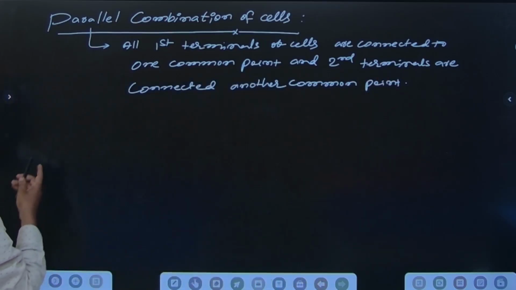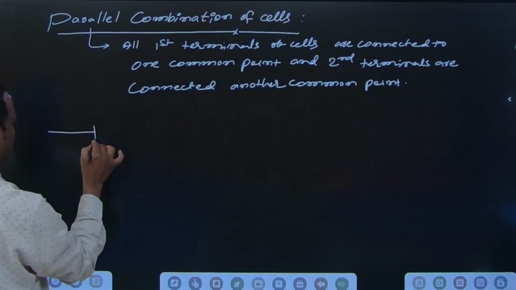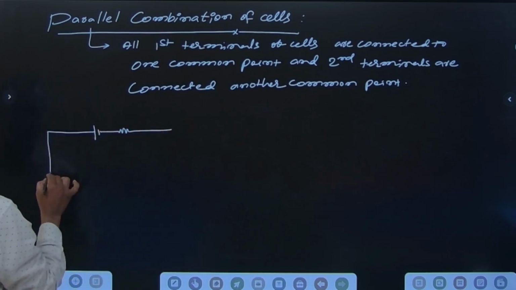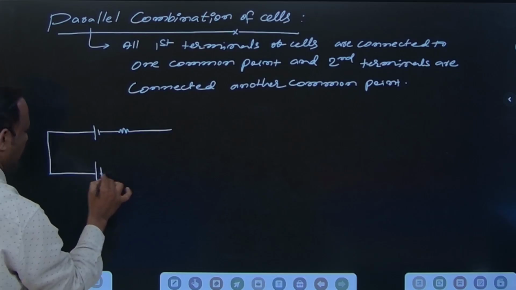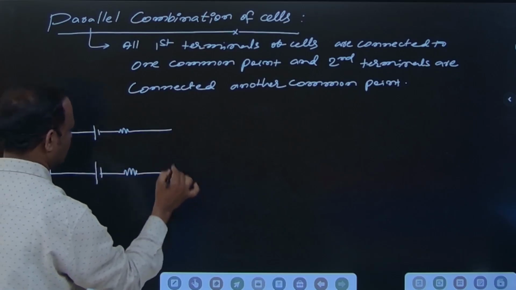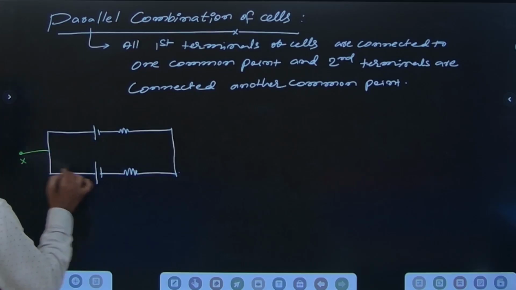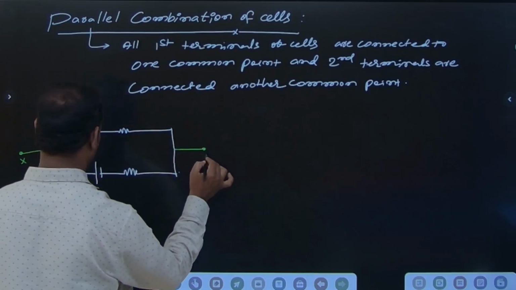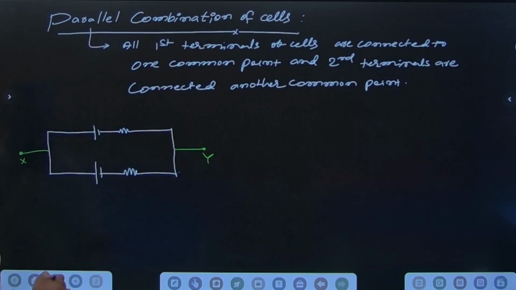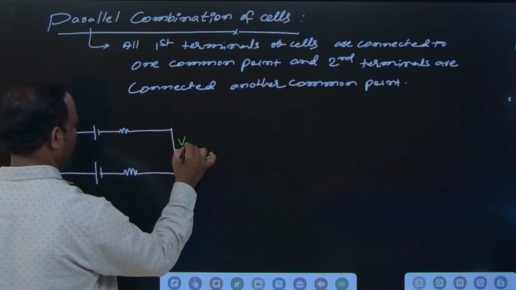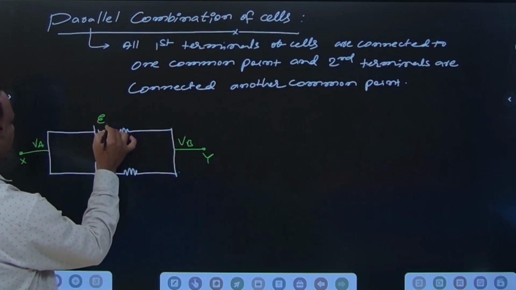So I'm choosing the first one. Here is a cell, its internal resistance is R. And one more is chosen, internal resistance is R. These are connected to one common point and another common point, so two different potentials. Potential at this point is VA, and at this point is VB.